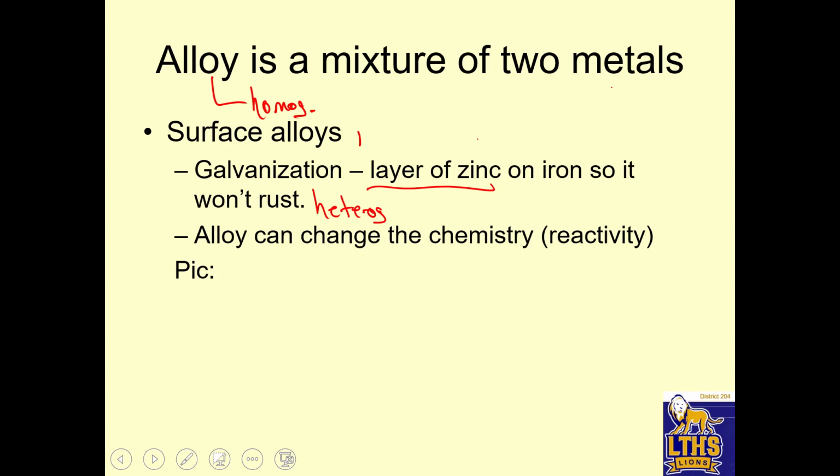An alloy can change the chemical reactivity. So what happens is if I have iron, iron rusts. So I coat it with a layer of zinc, which doesn't rust. Actually, what it does is it reacts with oxygen to make a hard coating that doesn't crumble. So that means the iron inside, which is cheap and strong, will be protected from oxidation.